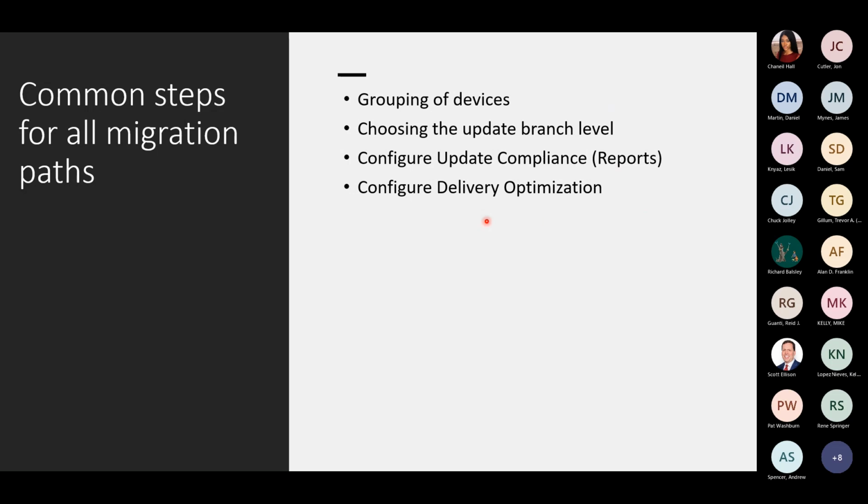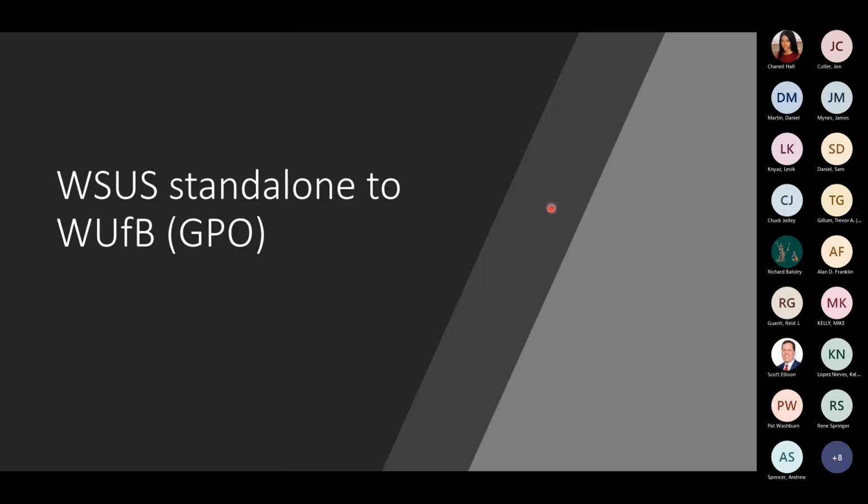Then you'll also have to configure delivery optimization. This is going to help you in saving and optimizing your network bandwidth when it comes to installing and deploying updates. And we're not going to focus on these two topics for today's session. We can always have a separate session around update compliance and delivery optimization. So today we are just focusing on the options we have while migrating to Windows Update for Business.